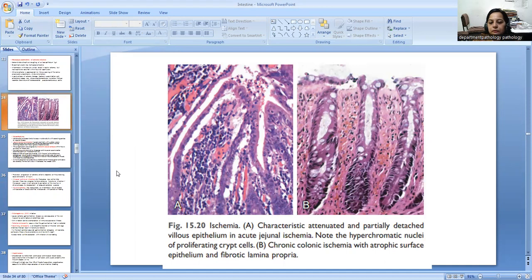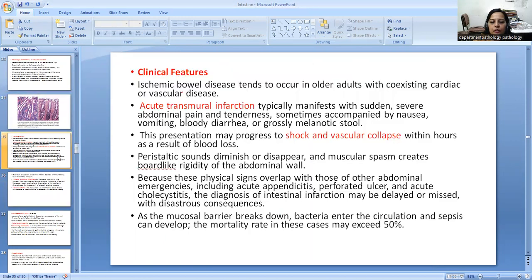Ischemia. Here in figure A, we can see characteristic attenuated and partially detached villus epithelium in acute general ischemia. And in B, there is chronic colonic ischemia with atrophic surface epithelium and fibrotic lamina propria. Clinical features: ischemic bowel disease tends to occur in older adults with coexisting cardiac or vascular disease.